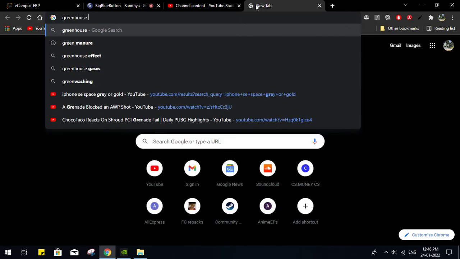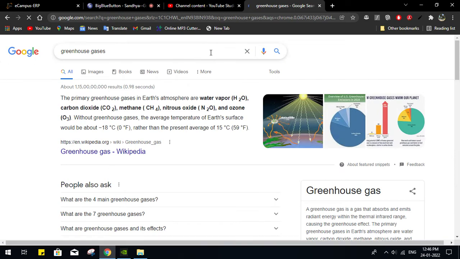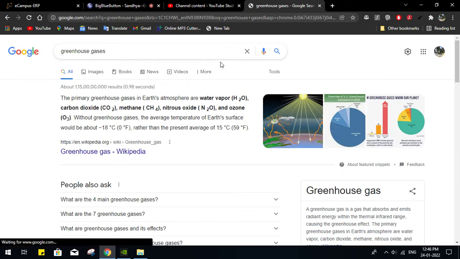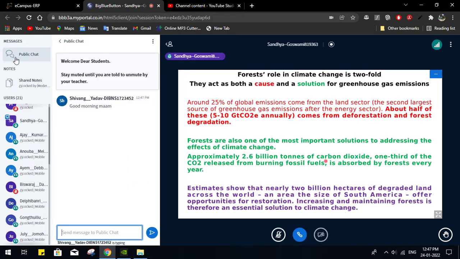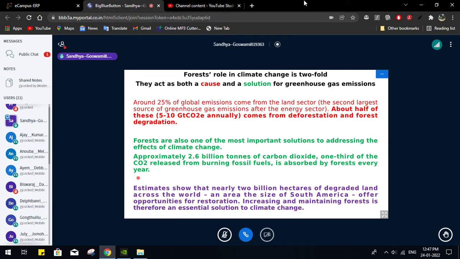How can we do it? As I told you, when we put a forest, we put trees. A single tree has the capability to capture some of the carbon and keep it securely stored. Carbon sequestration can be done by any tree. And when we have a forest where a number of trees are there, definitely they have a great role to play in carbon sequestration. But besides this, approximately 2.6 billion tons of carbon dioxide is absorbed by forests every year.